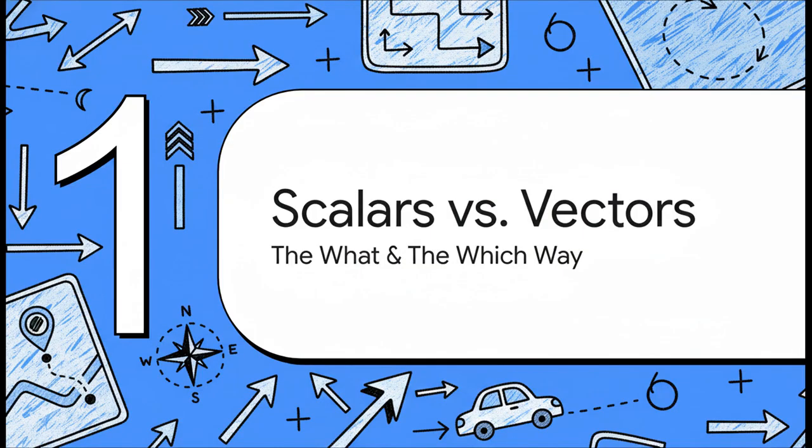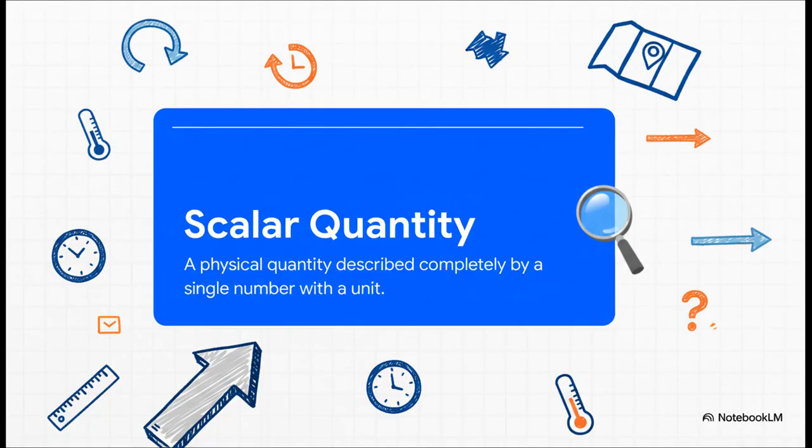Okay, so let's put some real names to these ideas. We're going to break down the difference between what we call scalars, which is basically the what or the how much, and vectors, which add that all-important which way into the mix. So first up, we've got the scalar. Now, this is any quantity that's completely described by its magnitude, which is just a fancy science word for its size or its amount. It's just the how much part. It's simple, it's straightforward, it's just one piece of information.